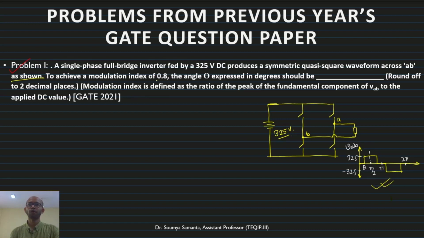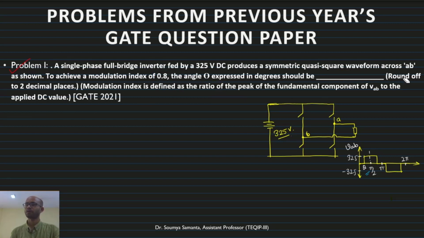To achieve the modulation index 0.8, the angle theta expressed in degrees should be what? You have to find out the angle theta. That means this one. This angle theta we have to find out. That is the VAB, and this is the output voltage, which is quasi square wave. To achieve modulation index 0.8, what should be the value of theta, that we have to find out.